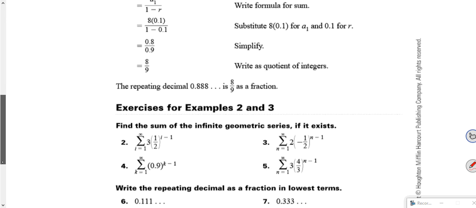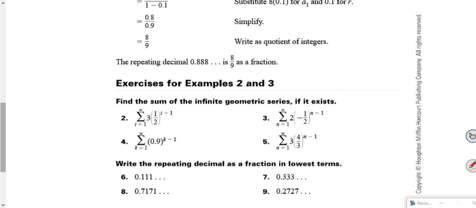Now, let's do a couple of these, and then I'm going to go back up to repeating decimals. But let's do some of these down here. So find the sum of the infinite geometric series if it exists. This is problems 2 through 5. So first of all, again, this is my A1. This is my R.